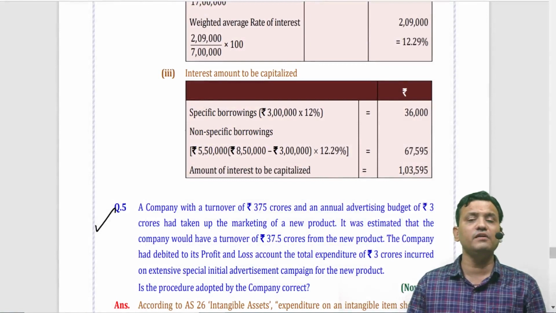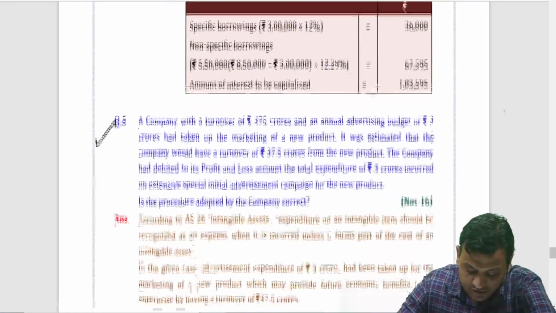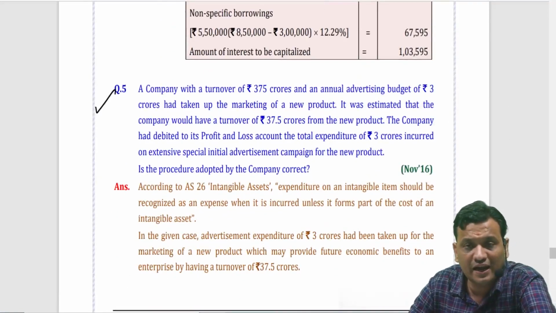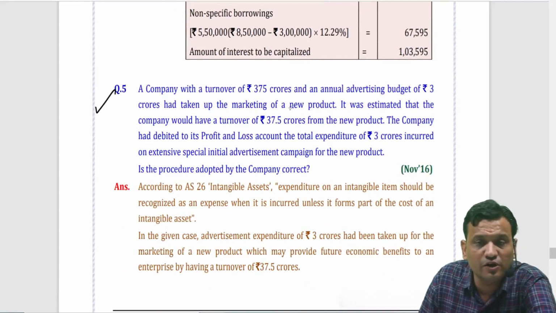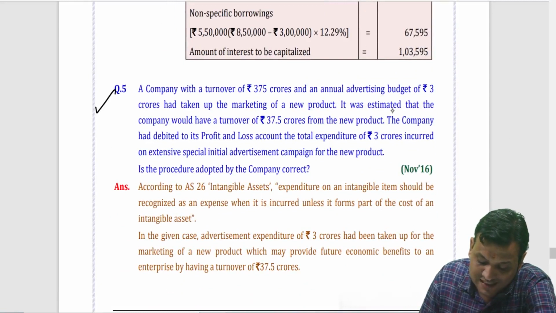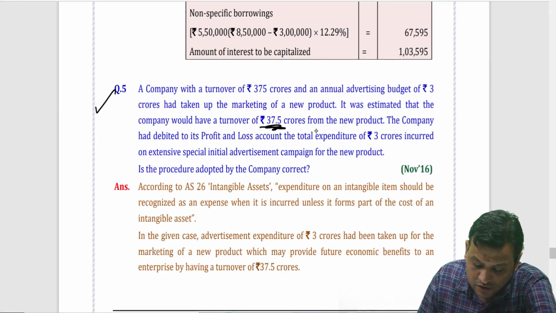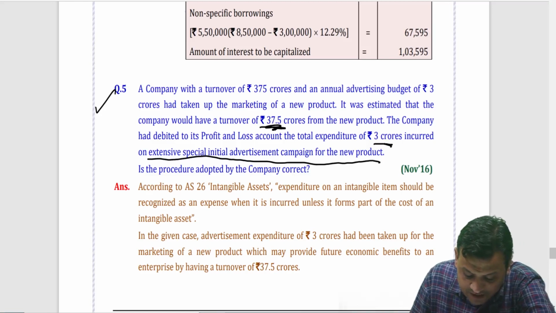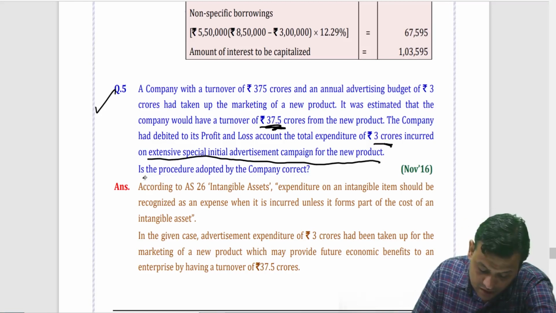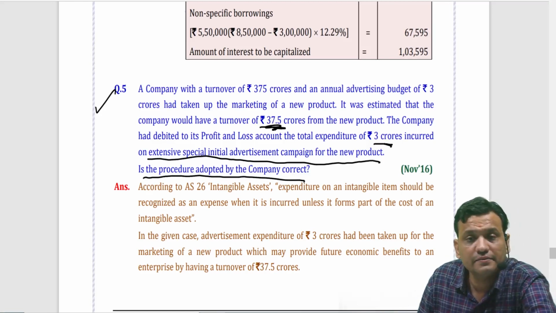A company with a turnover of 375 crores and an annual advertising budget of 3 crore has taken up marketing of a new product. It was estimated that the company would have a turnover of 37.5 crores from the new product. The company has debited to its profit or loss account the total expenditure of 3 crore incurred on an extensive special initial advertising campaign. Is the procedure adopted by the company correct?